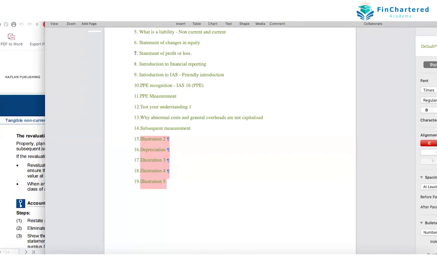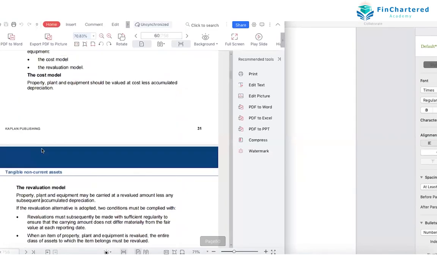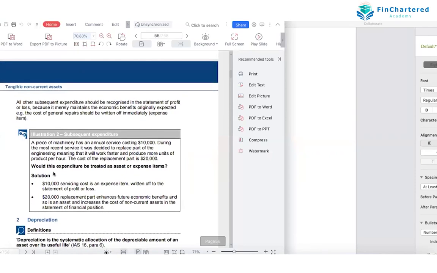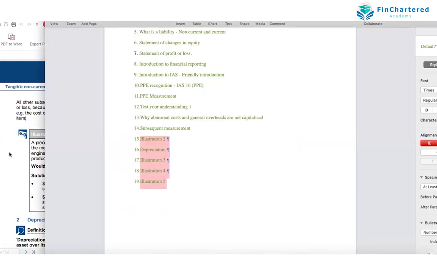Are you understanding? For example, we saw illustration 2 after that, which was basically a very simple illustration. 20,000 is spent where the item is going to become faster and produce more units, therefore we are capitalizing that. 10,000 is a yearly maintenance cost, therefore we are not capitalizing it.